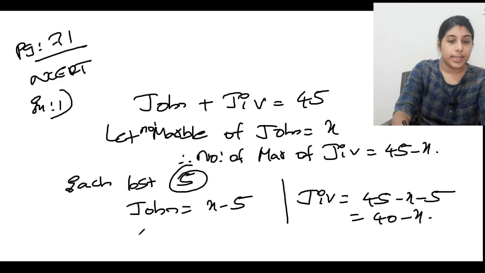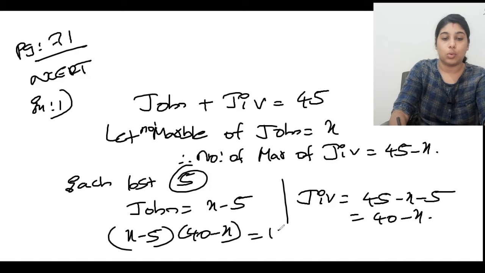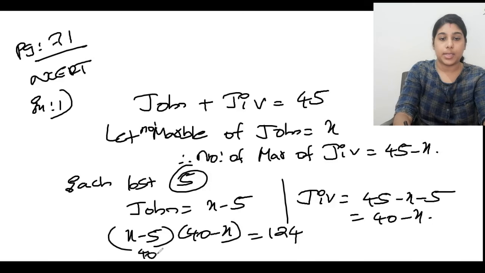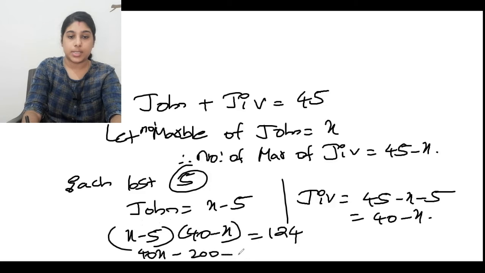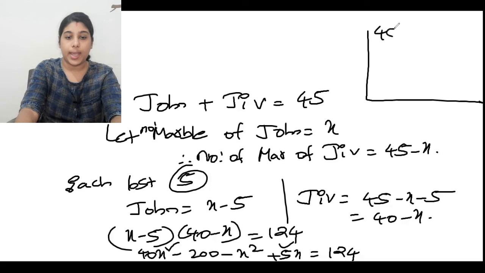Now the product, that means (x minus 5) into (40 minus x), is equal to what is given in the question, 124. Now you know how to open the bracket. x into 40 is 40x, minus 5 into 40 is 200. Then x into minus x is minus x square. Then minus 5 into minus x is plus 5x, equal to 124. Combining 40x plus 5x, it will be 45x minus 200 minus x square equal to 124.